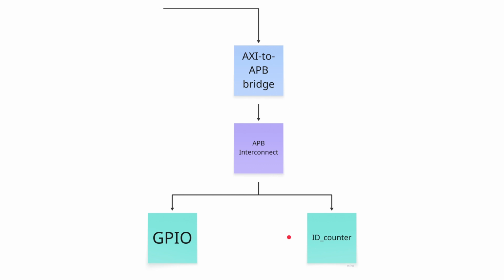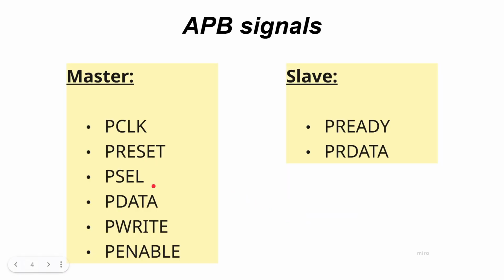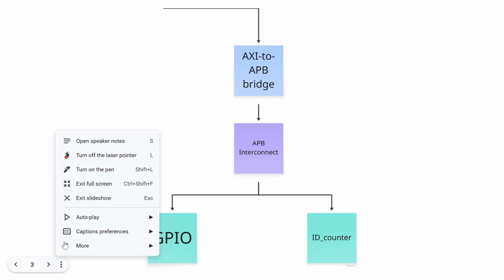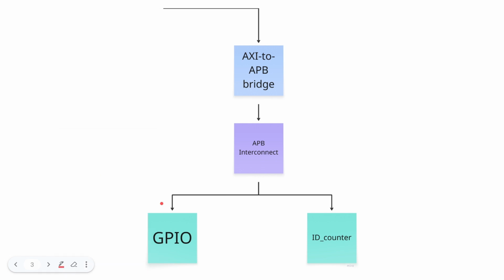So we need to select which peripheral we are going to use in that particular time. So this P select will tell you which peripheral we need to select. For example, let's take this GPIO as 1 and this ID counter as 2. So we need to select between which peripheral we need to work on.